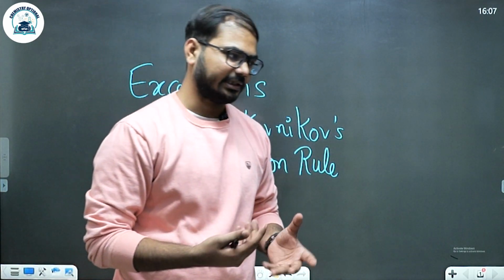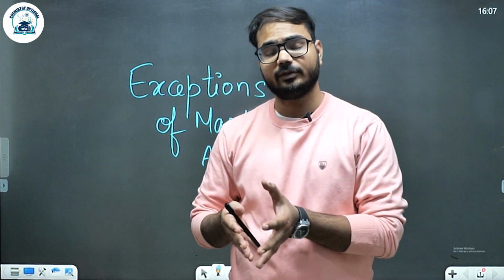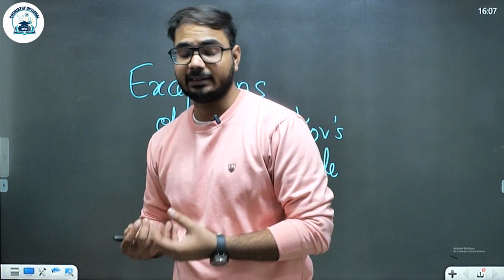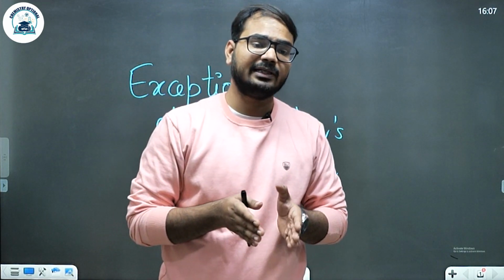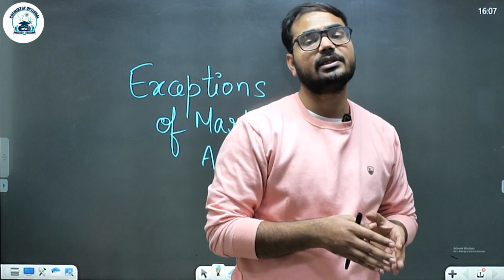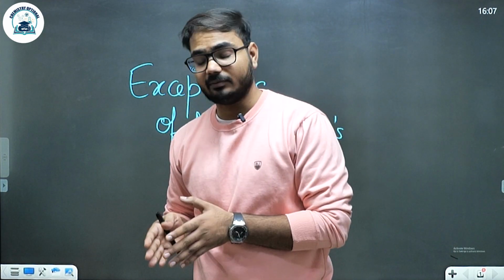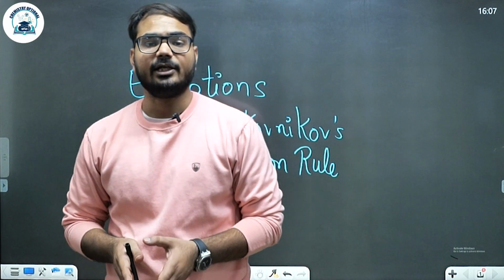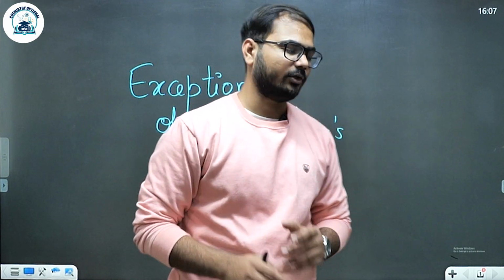So we have already studied how Markovnikov addition is used. Whatever substrate you are adding to an alkene or any unsaturated compound, the negative portion of it will get added to that carbon which results in a more stabilized carbocation, or the negative portion of the addendum will add to that doubly bonded carbon which has a lesser number of hydrogens.